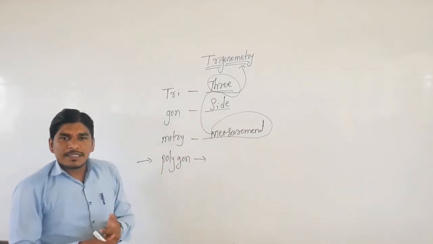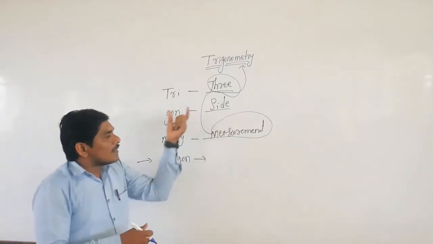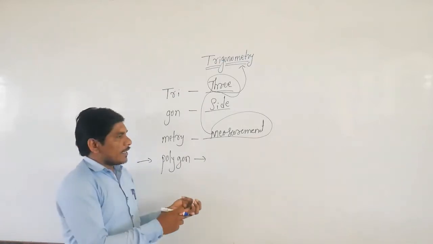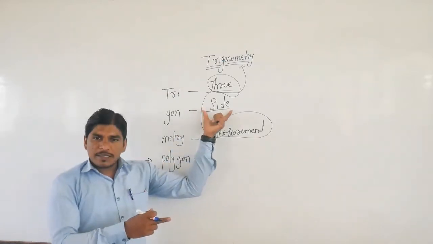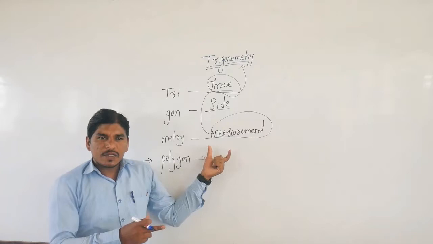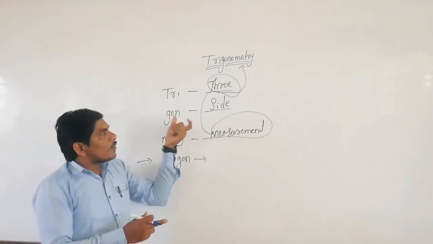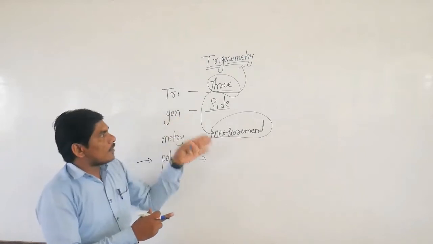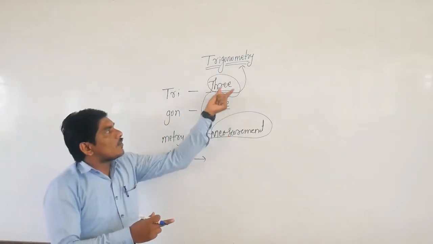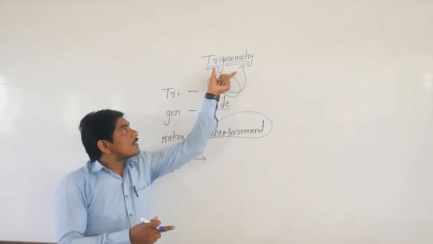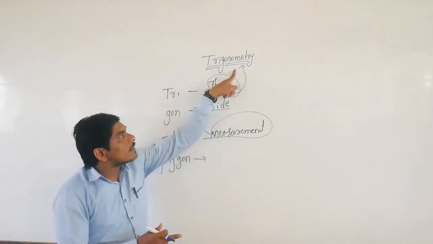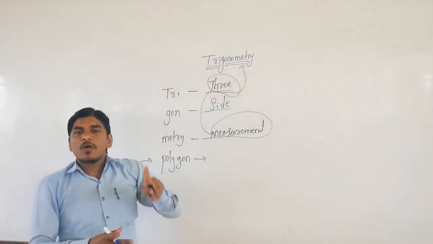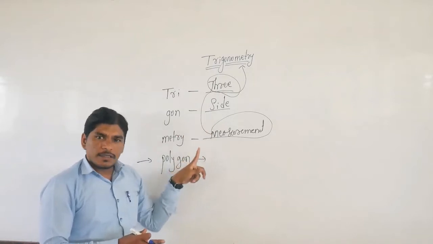Now you already studied in the previous year triangles, types of triangles, theorems on triangles, and standard statements on triangles, and in the last class we discussed similar triangles. Now the next concept is developed on the basis of the right angle triangle, and that is called trigonometry. Trigonometry is completely developed on the basis of the right angle triangle.